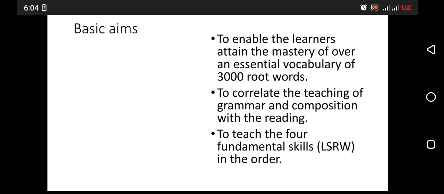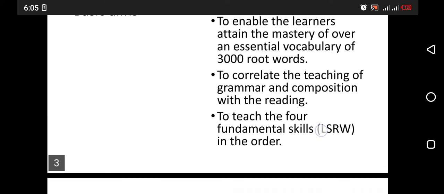The basic aim is to enable students to attain mastery of an essential vocabulary of 3000 rote words, meaning they need to be familiar with at least 3000 basic vocabulary words for language learning. Secondly, to correlate teaching of grammar and composition with reading, meaning the grammatical rules that they learn need to be absorbed through reading as well. And third, to teach the four basic skills, listening, speaking, reading, and writing, and this is included in structural method. These are the aims of structural method.